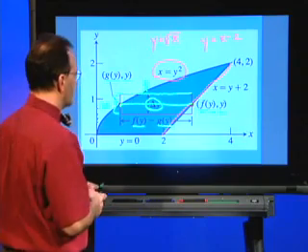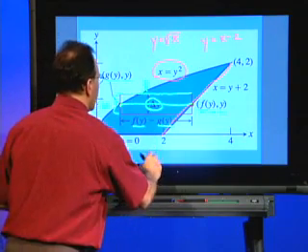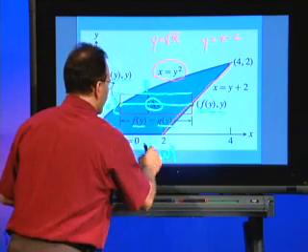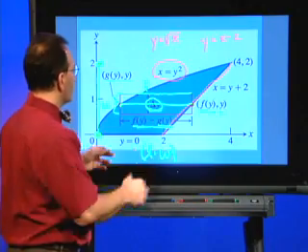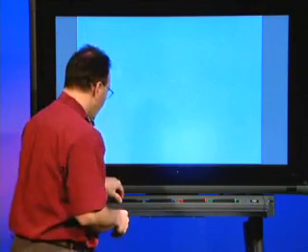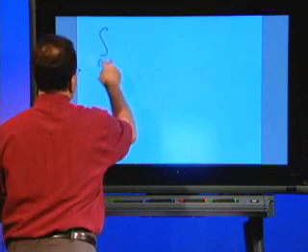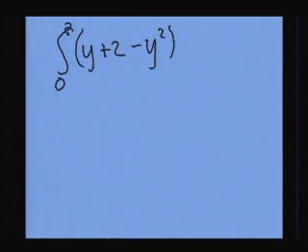We still do the integrals in the same fashion, which is we're going to multiply the length times the width, and that would be f of y minus g of y times delta y, and then we integrate with respect to y. And the other thing to realize then is our limits of integration start at 0, and for this problem, they go up to 2. So let's actually set that up and look at what that integral would look like. We would have the integral from 0 to 2 of y plus 2 minus y squared dy.